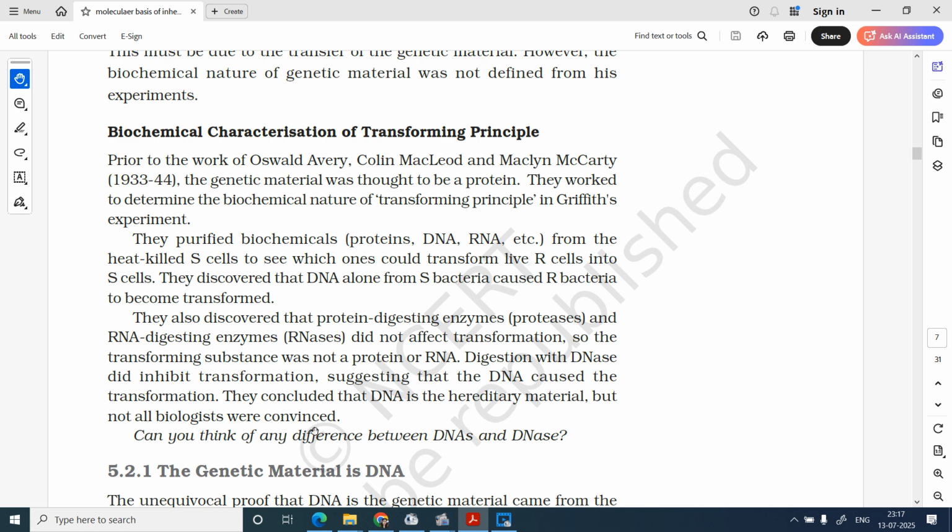They discovered that DNA alone from S bacteria caused R bacteria to become transformed. They also discovered that protein-digesting enzyme proteases and RNA-digesting enzyme RNases did not affect transformation, so the transforming substance was not a protein or RNA. Digestion with DNase did inhibit transformation, suggesting that the DNA caused the transformation. They concluded that DNA is the hereditary material, but not all biologists were convinced. Can you think of any difference between DNA and DNase?